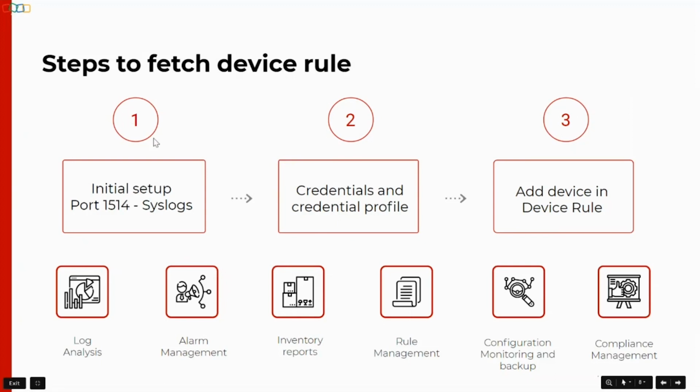So steps 1 and 2 will be covered in detail in the next session, which is scheduled on 22nd of August. In today's session, we'll be discussing the third step in detail, which is, once you set the credentials for your Firewall Analyzer, you now have to fetch for your firewall devices. You have to fetch the rules and configuration from your firewall device and add it to the device rule. Once you get this, you get access to rule management reports, configuration monitoring and backup reports, and you can also access the compliance management features of Firewall Analyzer.